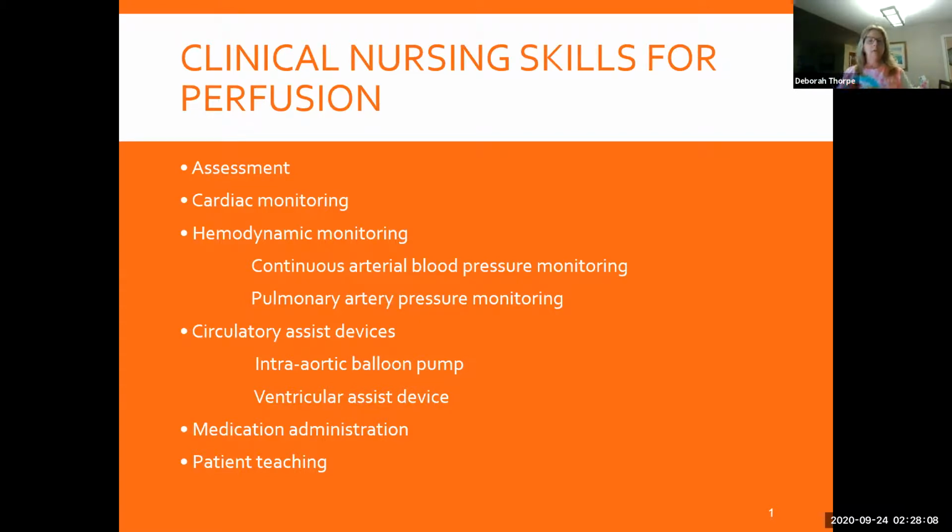So assessment, the person needs to be assessed, cardiac monitoring, hemodynamic monitoring. These are all areas that need to be supported. I'm going to have to pause this one second.